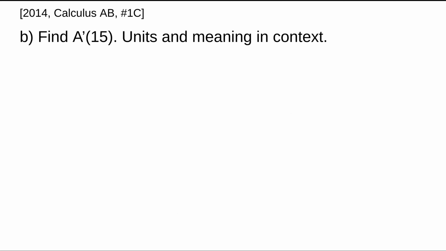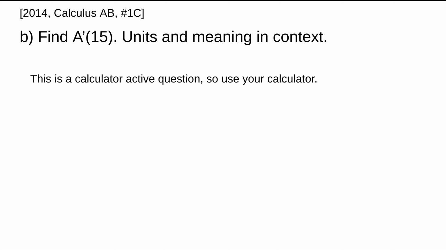In part B of the question, we are asked to evaluate the derivative of a of t at t equals 15 and to provide the units and meaning in the context of the problem. So again, we're going to use our calculator to find the derivative here at 15. I suppose you wouldn't have to, but it's calculator active, so you might as well. So it turns out a prime of 15 is negative 0.164.